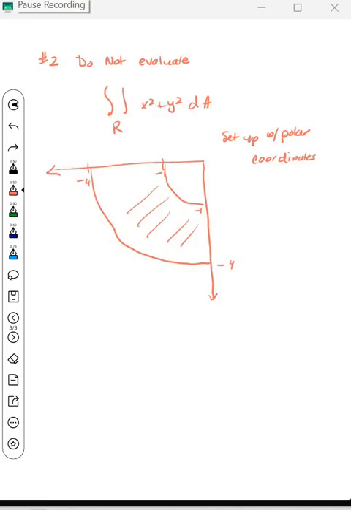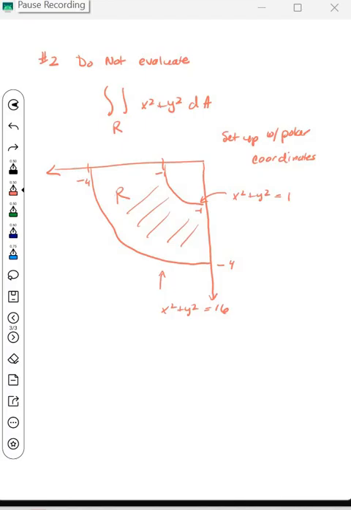The particular problem here was the formula for this part was x squared plus y squared is equal to 1, and the formula for this part was x squared plus y squared is equal to 16. Your region R was this shaded region below, and you were supposed to just set it up with polar coordinates and then not integrate it. So it said do not evaluate.